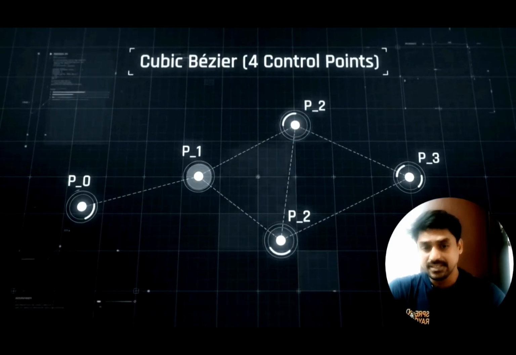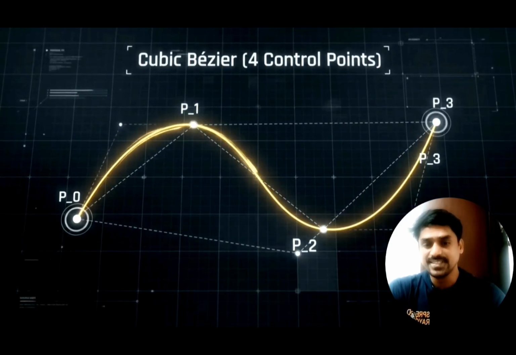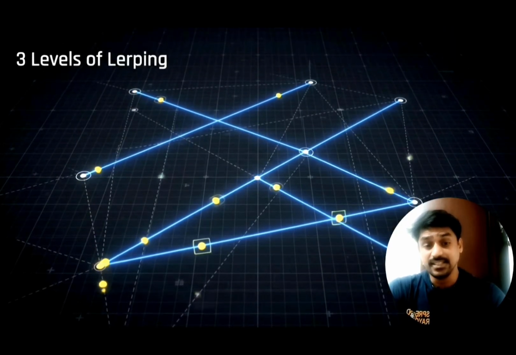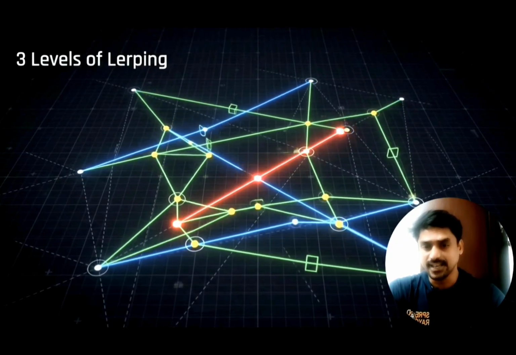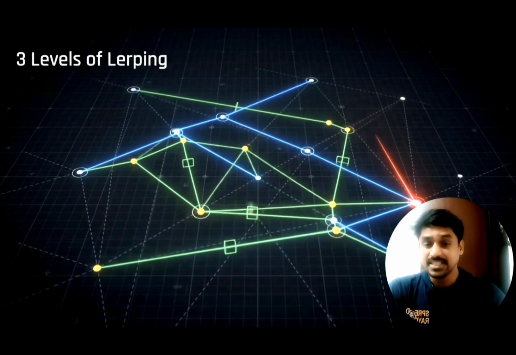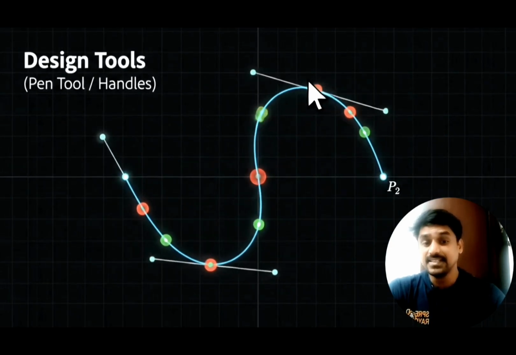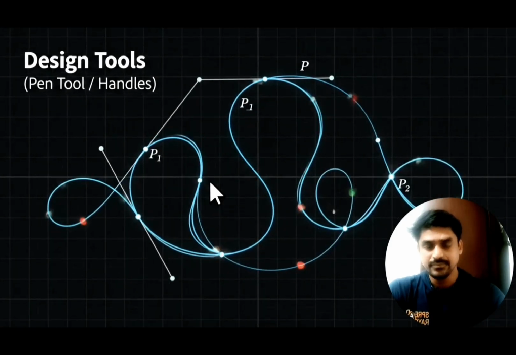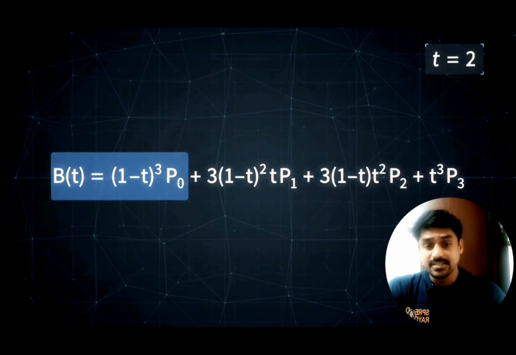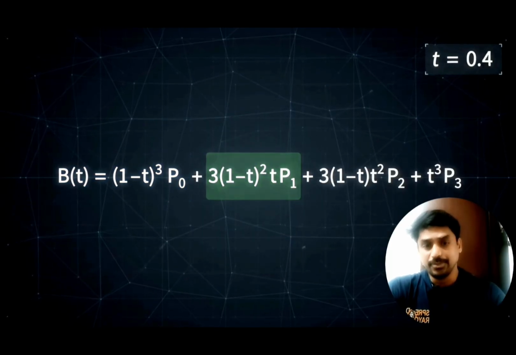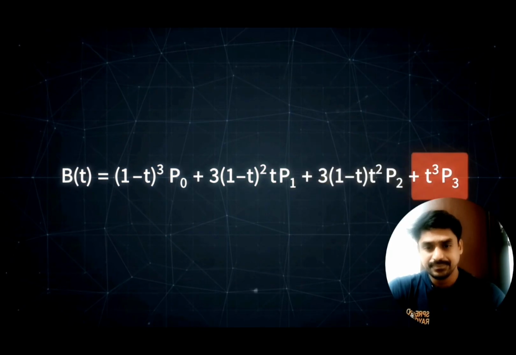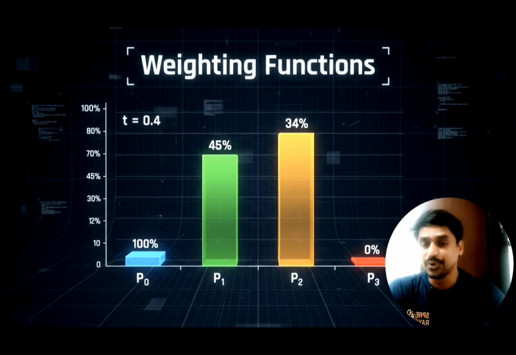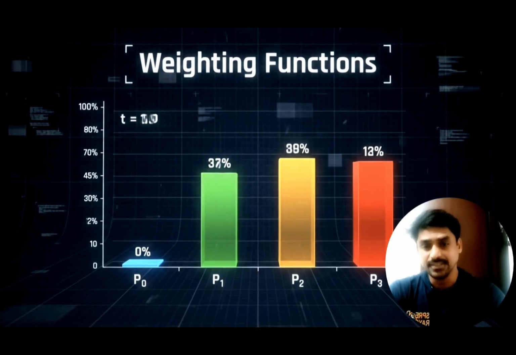Adding a fourth point gives us a cubic Bézier curve, the gold standard of vector design. This requires 3 levels of nested linear interpolations working simultaneously in real time. This exact math is behind the pen tool handles in Adobe Illustrator, Figma and CSS animations. The algebraic expression gives us a third-degree Bernstein polynomial. Each term acts as a weight function, determining how strongly each control point pulls the curve at time t.